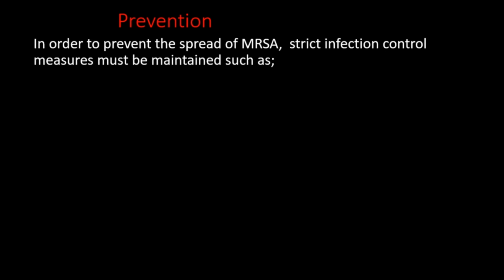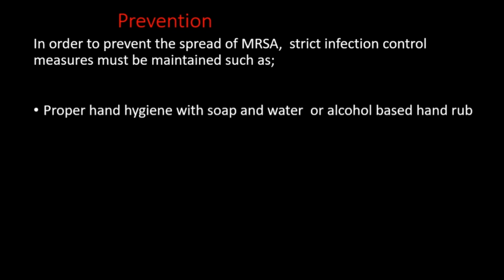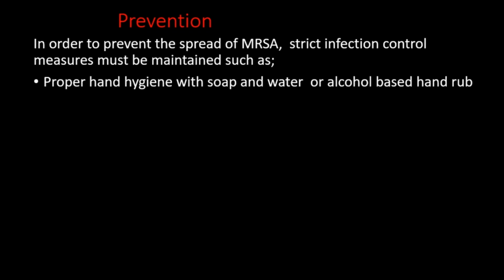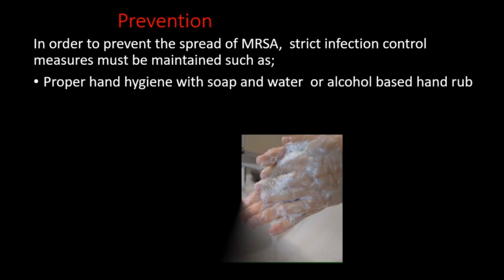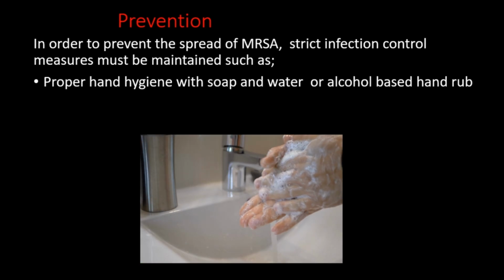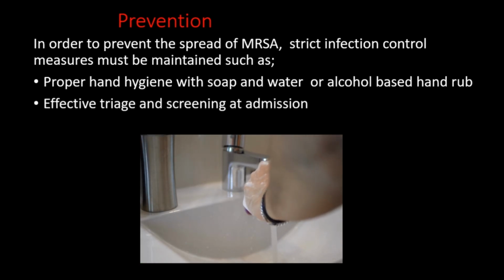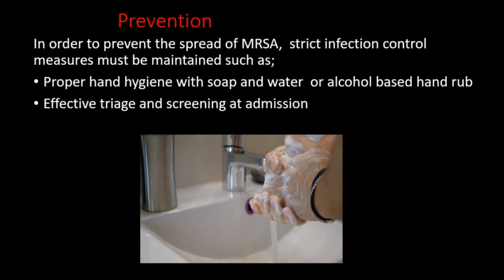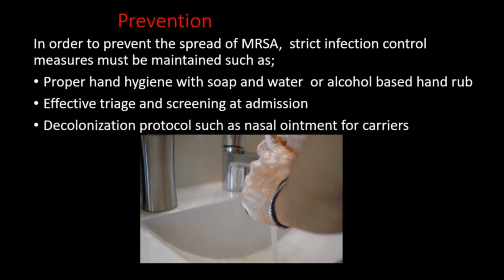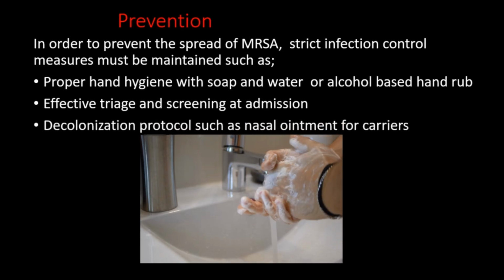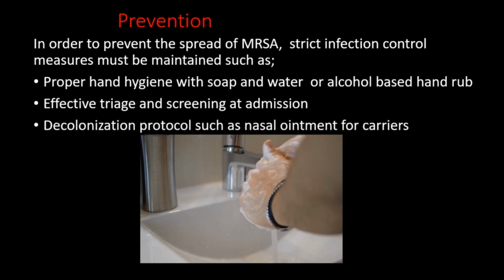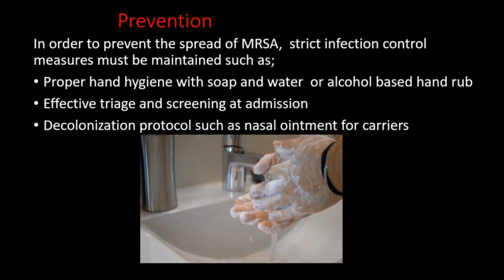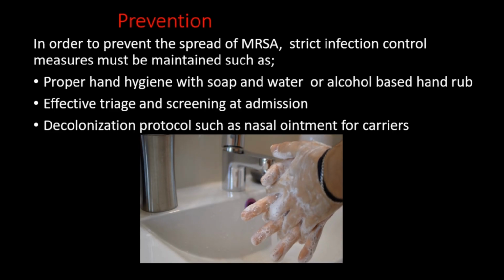Prevention of MRSA. In order to prevent the spread of MRSA, strict infection control measures must be maintained. This could include proper hand hygiene with soap and water or alcohol-based hand rub, effective triage and screening at the hospital or at admission, and decolonization protocols such as nasal ointment for carriers. Methicillin-resistant Staphylococcus aureus can also be prevented by taking the right antibiotics for the right duration.